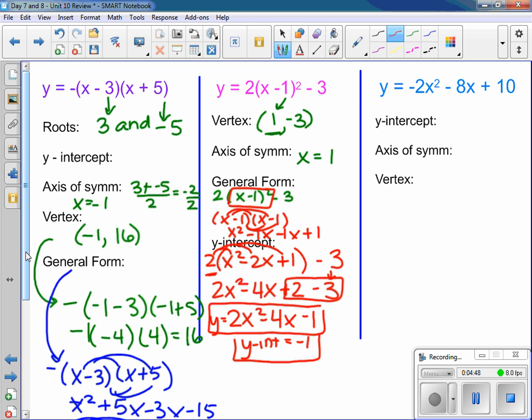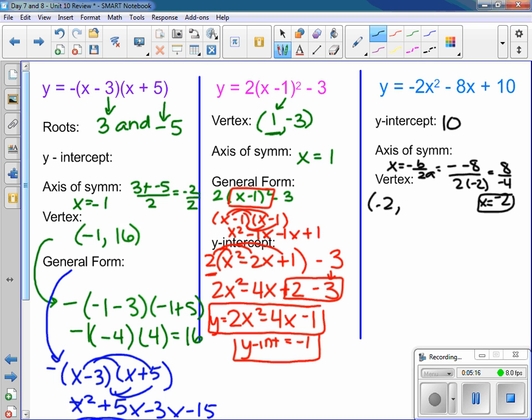Right, and now on to the last one, which I think is somewhat the easiest because it's already in general form, so I know the y-intercept is 10. The axis of symmetry is negative b over 2a, which is negative negative 8 over 2 times negative 2, which gives you 8 over negative 4, which gives you negative 2. So your axis of symmetry is x equals negative 2. I know the x-coordinate of my vertex then is negative 2.